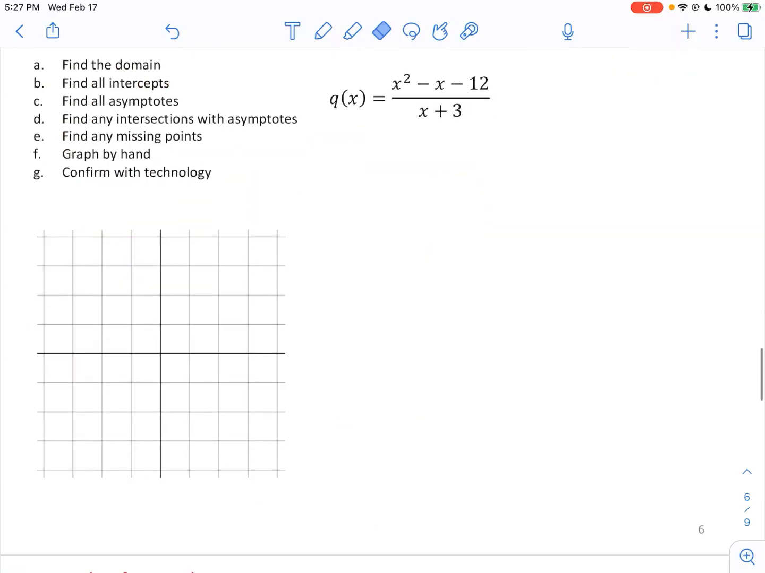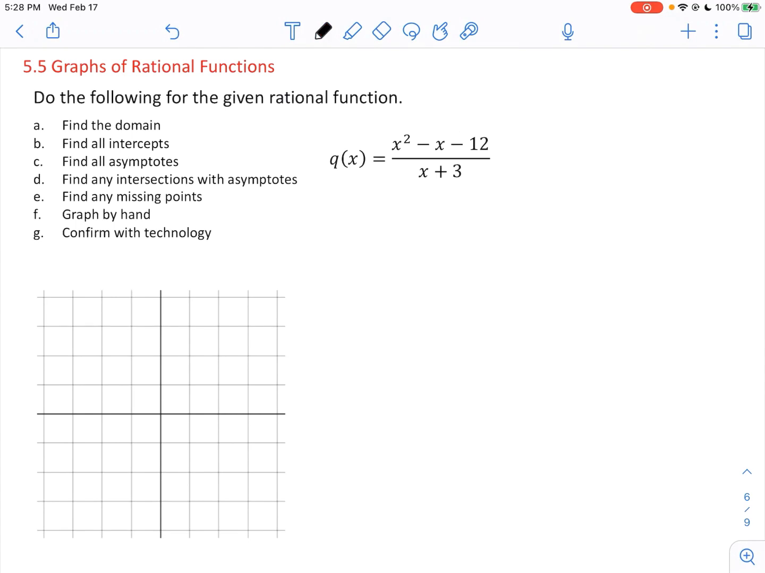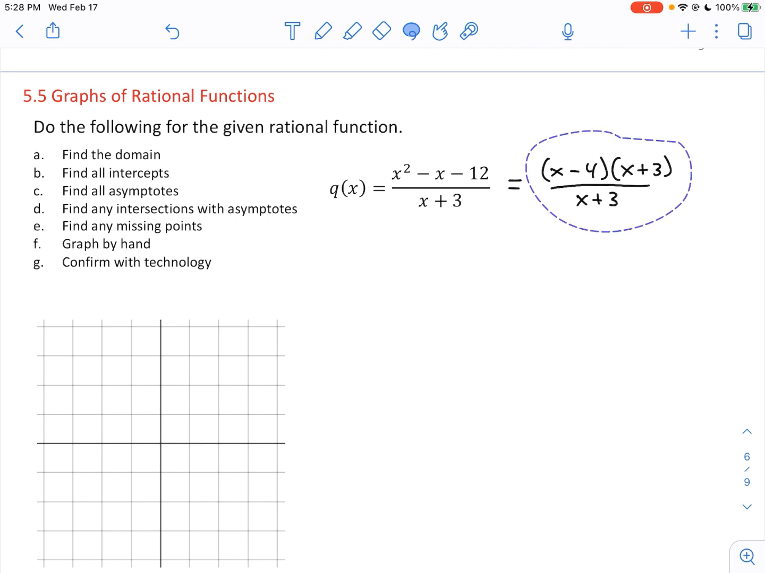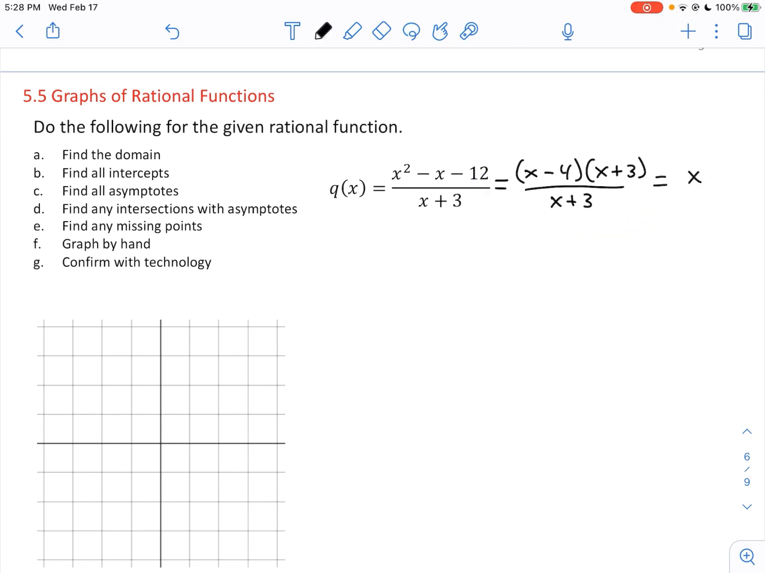Okay, next one. Do the following for the rational function. Find the domain. Let's first put this in factored form. The top factors to x minus 4 times x plus 3. The bottom is already x plus 3. Oh, that's interesting. So we are going to get cancellation of factors. So there will be a missing point in here. The simplified version is just x minus 4.